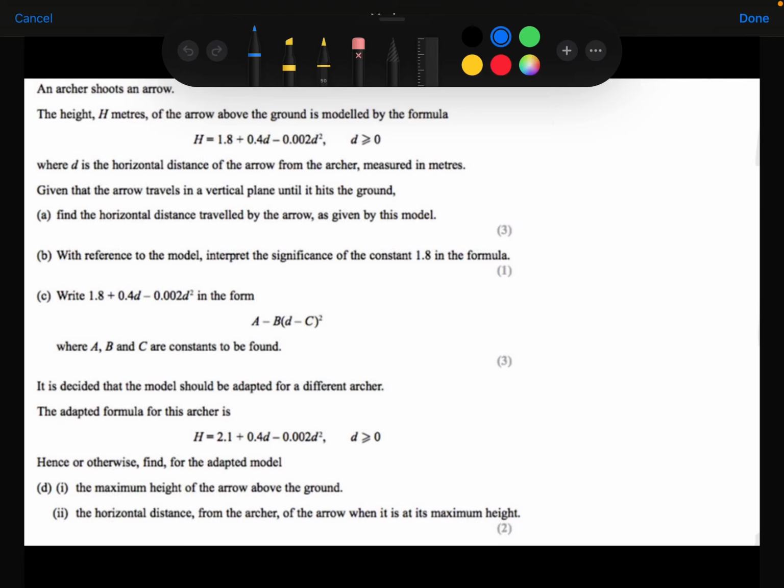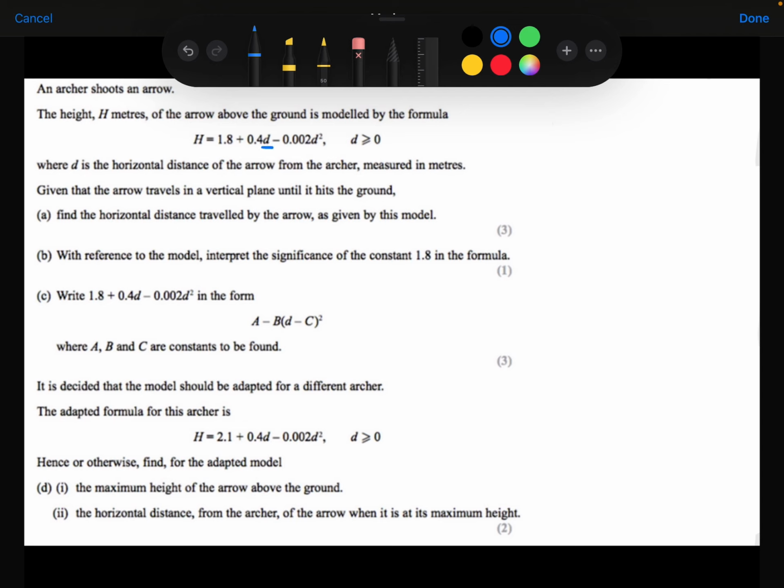An archer shoots an arrow. The height h meters of the arrow above the ground is modelled by the formula h equals 1.8 plus 0.4d minus 0.002d squared, where d is greater than or equal to 0, and it is the horizontal distance of the arrow from the archer measured in meters.